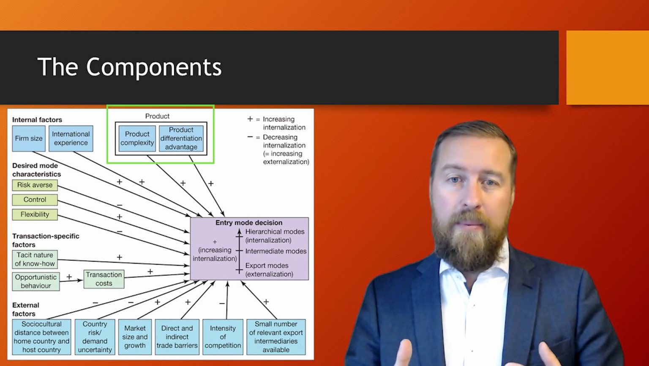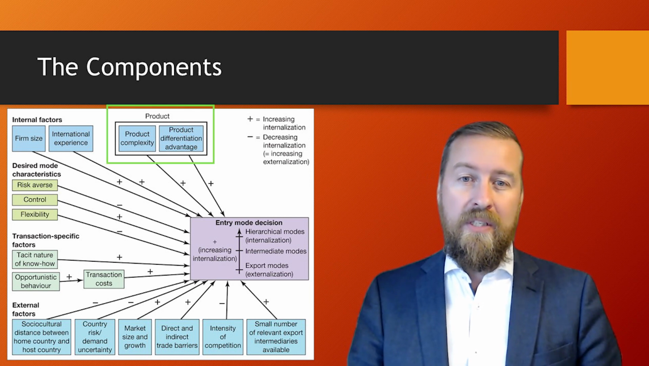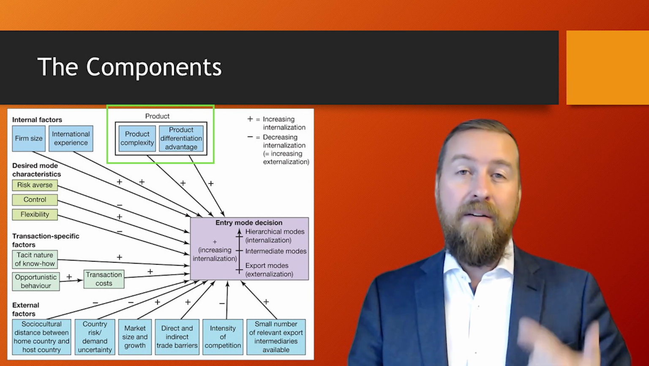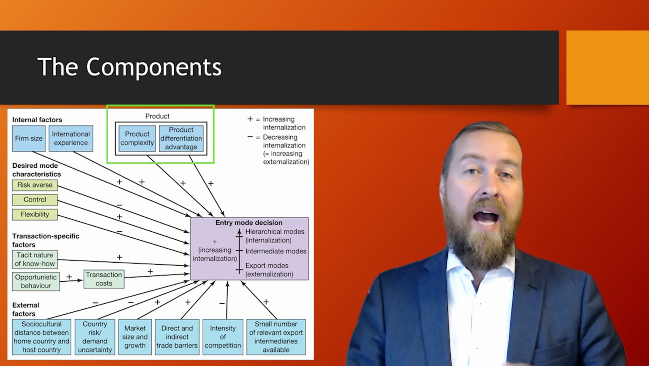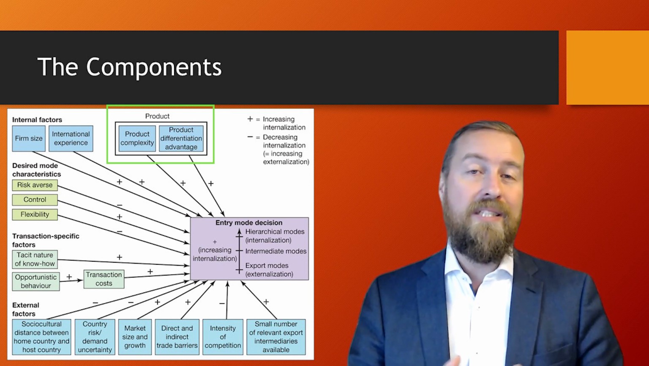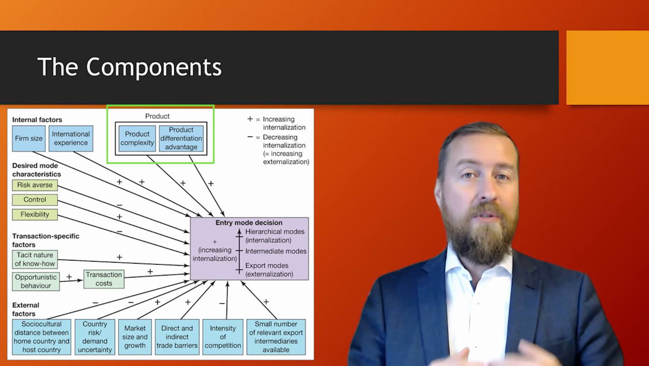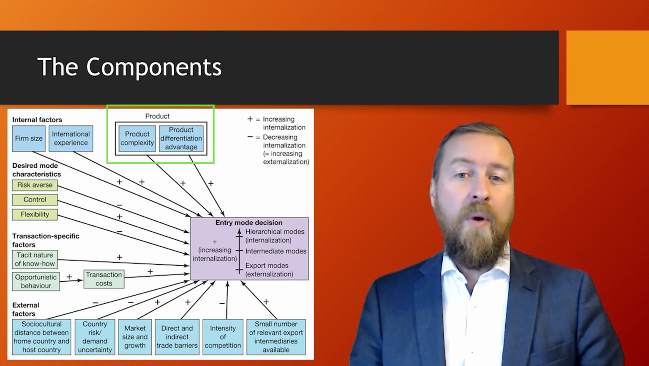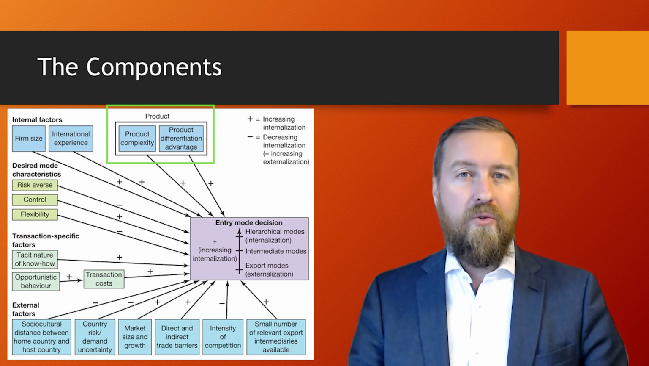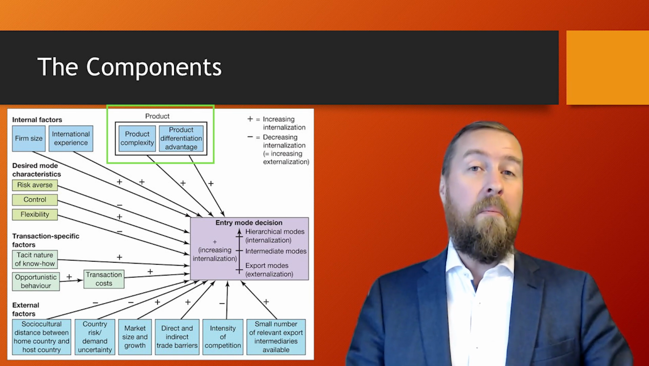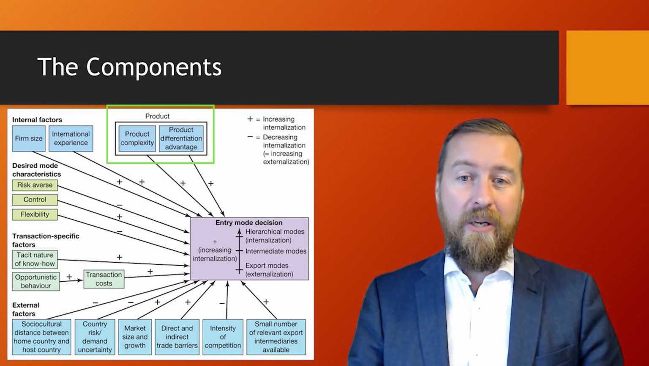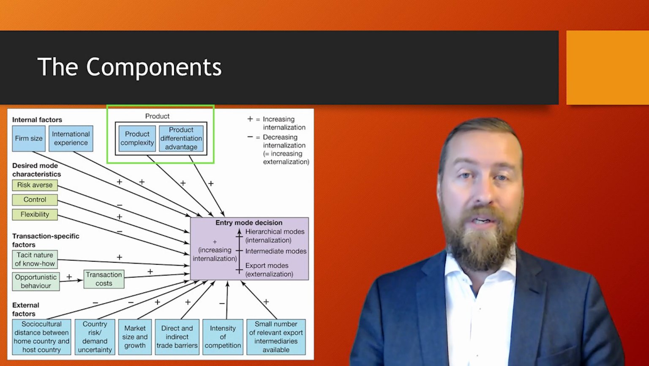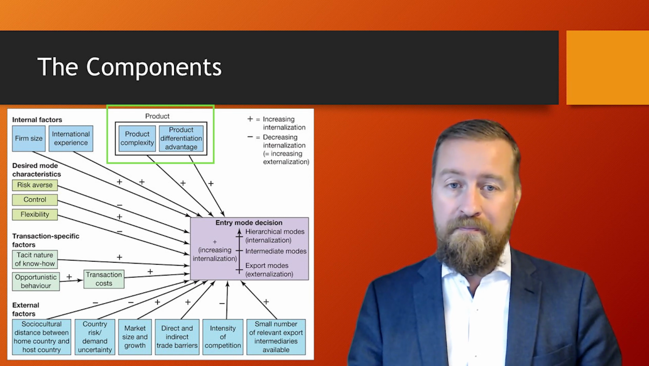If we start from the top, we have the product factors, and the product factors are complexity and differential advantage, meaning how different is it, how complex is it to deal with. If those two factors are high, well, that would argue for what's called a hierarchical entry mode, or a mode where we are more present in the market, as opposed to a mode where we just export and let someone deal with the end consumers.